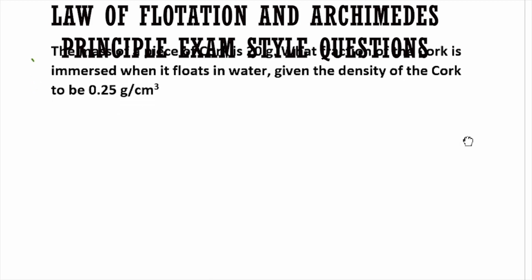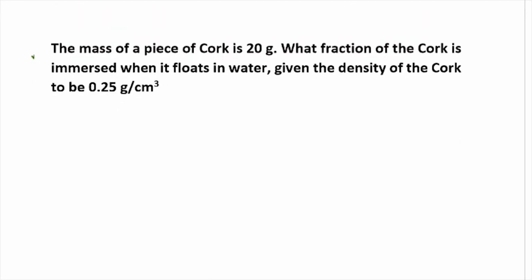So here goes the first question. The mass of a piece of cork is 20 grams. What fraction of the cork is immersed when it floats in water? Given the density of the cork is 0.25 grams per centimeters cubed.